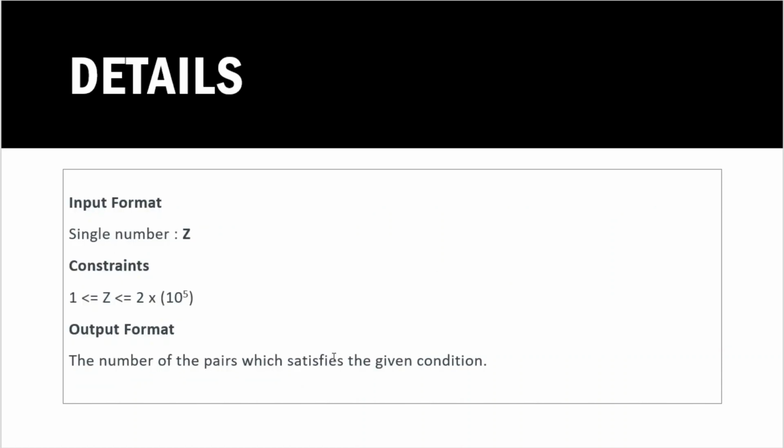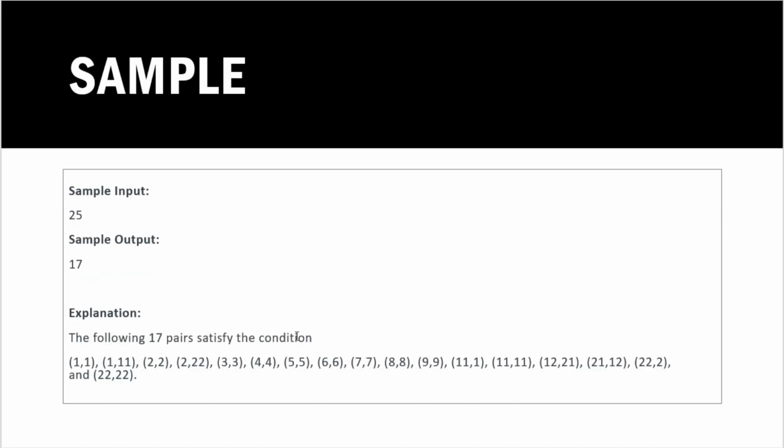The input in this question will consist of just one number, that is z, and as output, the number of possible pairs should be printed. For example, if the input is 25, we will be considering all numbers from 1 to 25 for our pairs. In this case, 17 pairs that satisfy the required condition can be found. For example, 12 and 21, or say 2 and 22. For a single digit number, the first digit and the last digit are the same as the number itself. We will see the logic to solve this problem now.